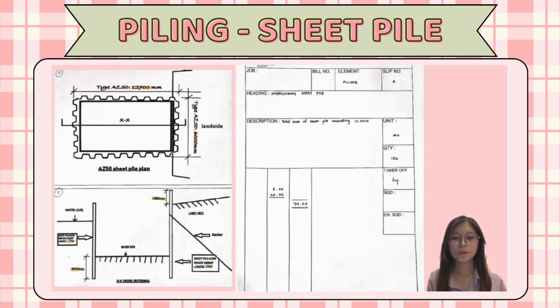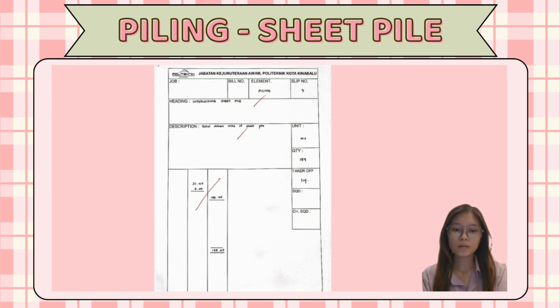Total area of sheet pile exceeding 12 meter, the unit is meter cube. The length is 6 meter, I get from here, and the height is 22 meter, I get from here. So the answer is 132. Total driven area of sheet pile, the unit is meter cube. The length is 31.4, the same length as taking off page 5. The height is 6 meter. So the answer is 188.4.